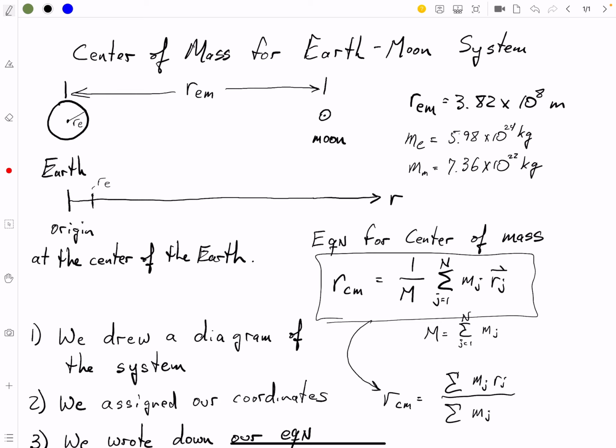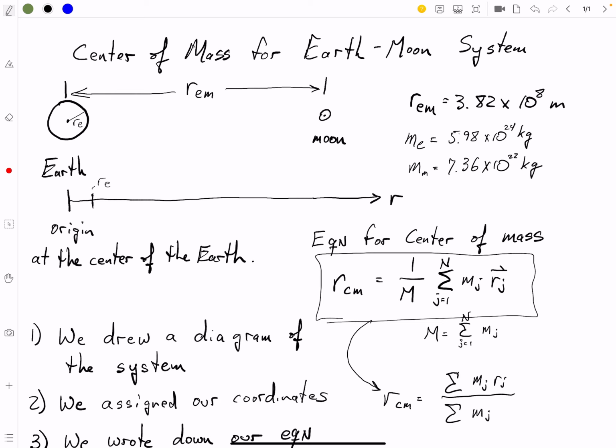I want to do this: center of mass for the Earth-Moon system. You ready? Okay, so here's the Earth over there on the left. It's a big ball. And then over on the right, a little bit in the middle of the page, we have the moon. And then there's the distance. Now the distance is from the center of mass of one object to the center of mass of the other object, because it's really the center of masses that matters.